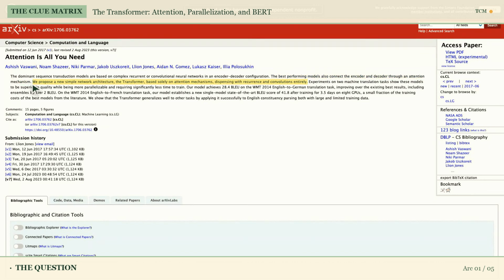They boldly declared, we propose a new simple network architecture, the transformer, based solely on attention mechanisms, dispensing with recurrence and convolutions entirely. Completely getting rid of recurrence? That feels like a huge gamble. How do you process a sequence without processing it sequentially?